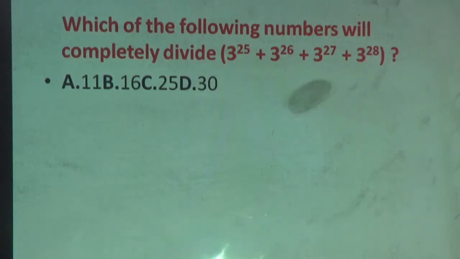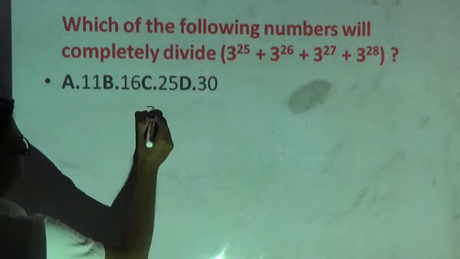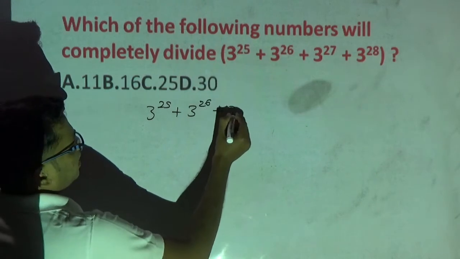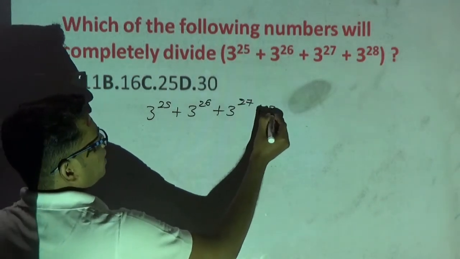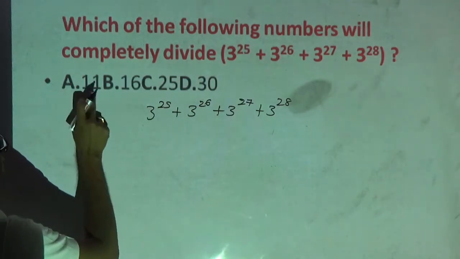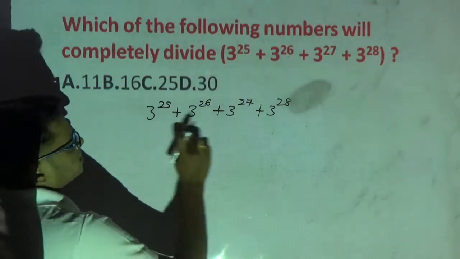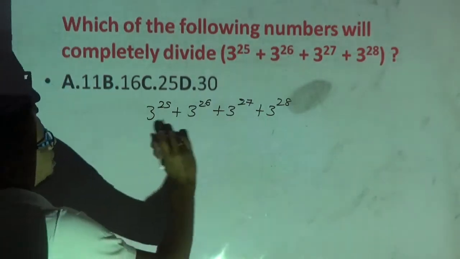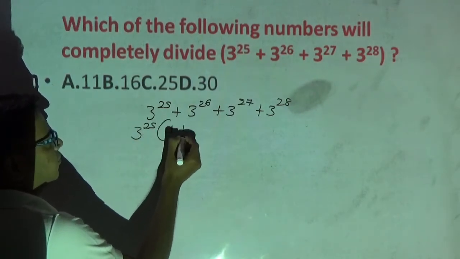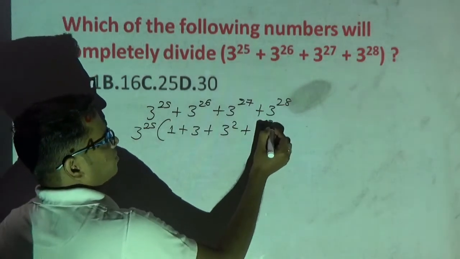Which of the following numbers will completely divide this number? Okay. So what is the number? They have given 3 power 25 plus 3 power 26 plus 3 power 27 plus 3 power 28. So among these numbers, A is 11, B is 16, C is 25, D is 30. Which number is going to divide this number completely? They are asking. Okay. Here, what can I take common? I can take 3 power 25 common. Then what is left out? 1 plus 3 plus 3 square plus 3 cube. This is what is left out.